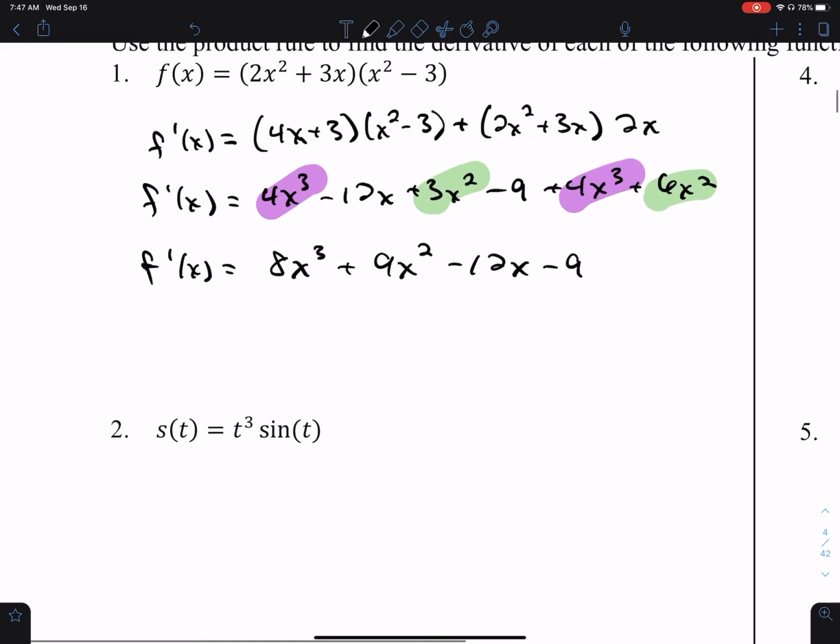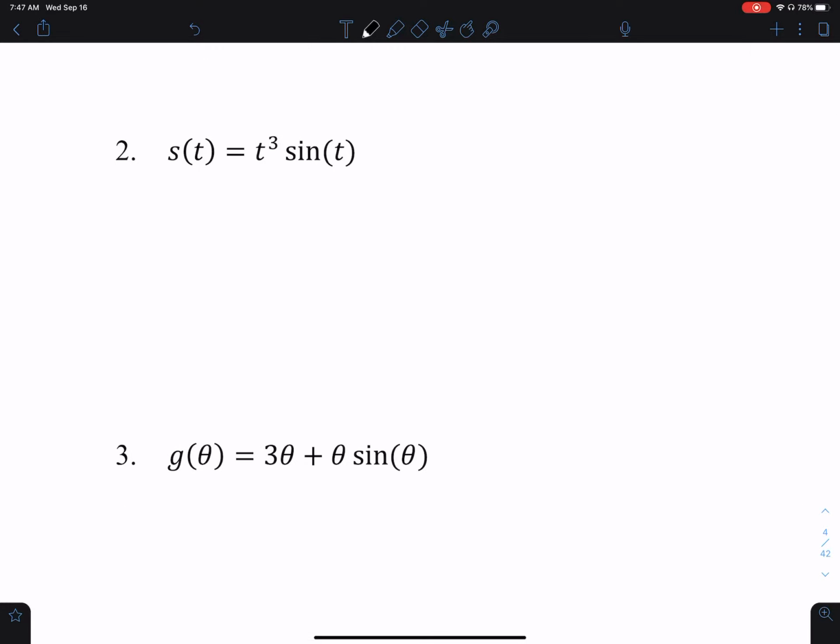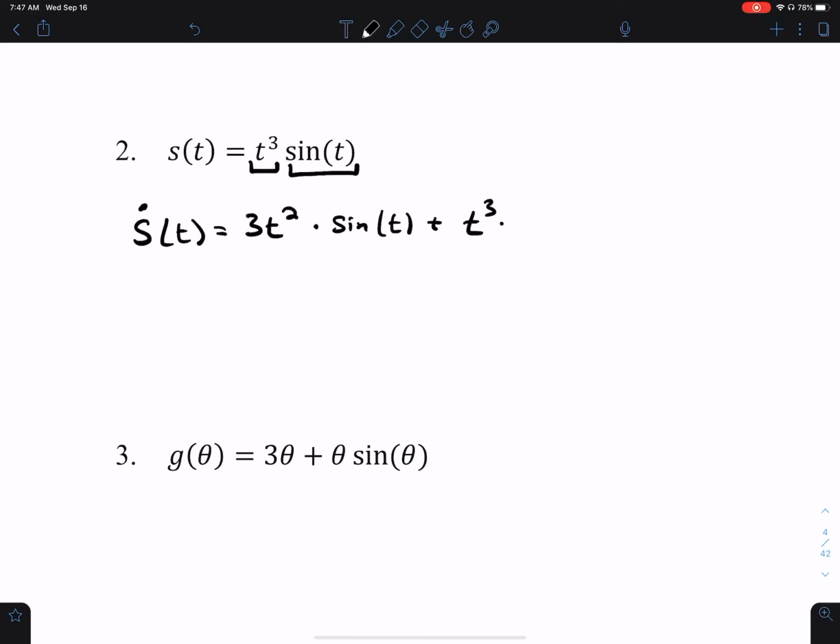We will use Newton's notation for this one. First function, sometimes it helps to do this. First function, second function. So Newton notation, s dot. Take the derivative of the first function, it's the power rule, times the second function, plus the first function times the derivative of the second function. That's the derivative of the trig function sine.